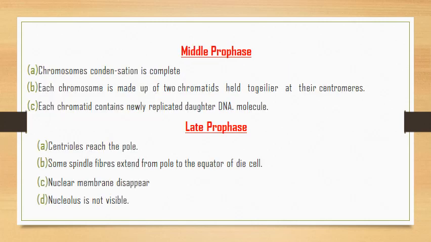Middle prophase. Chromosome condensation is complete. Each chromosome is made up of two chromatids held together at their centromere. Each chromatid contains a newly replicated daughter DNA molecule. Next is late prophase. Centrioles reach the poles. Some spindle fibers extend from the pole to the equator of the cell. The nuclear membrane disappears. The nucleolus is not visible.